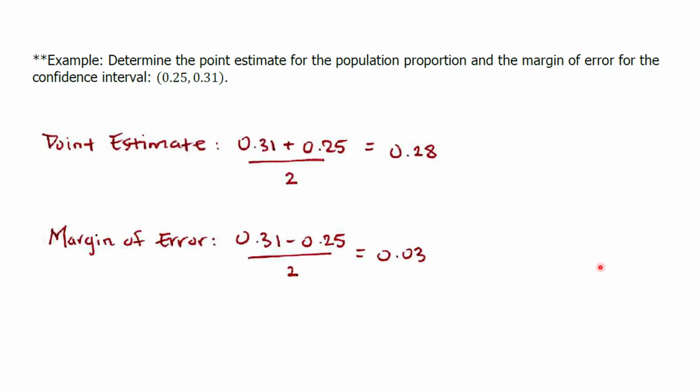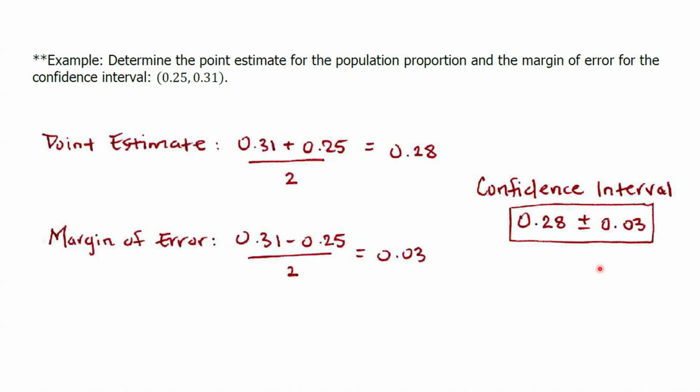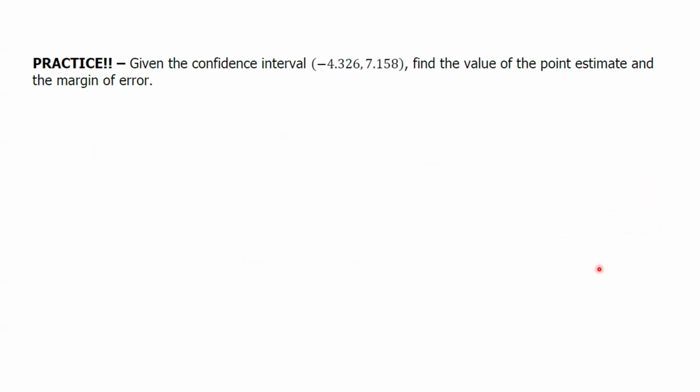Before we do our confidence interval, we're going to do our margin of error. Got ahead of myself there. We're going to do our margin of error, which is 0.31 minus 0.25 divided by 2, which gives us 0.03. So then our confidence interval can now be written as 0.28 plus or minus 0.03. Okay, awesome. Why don't you pause and attempt this practice problem, and then return and I will walk through it with you.